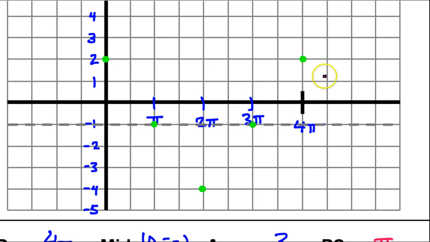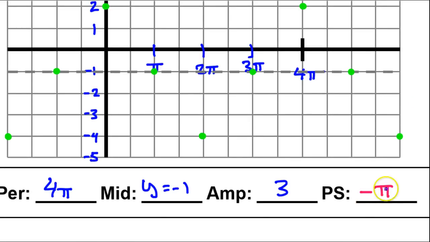I could continue by going back to the midline, and 3 below again, and over here I'd go back to the midline, and 3 below again. So that's a complete skeleton till I ran out of graph. Now, do not connect the skeleton because we haven't done the phase shift yet. Remember that the phase shift is negative pi. Well, that's too big. Remember that is pi to the left.